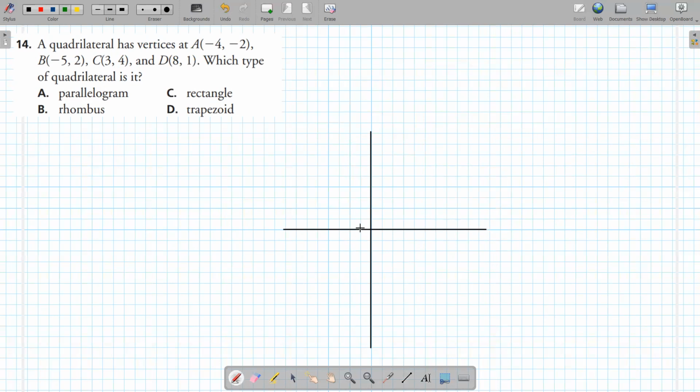So the first point is negative 4, negative 2. 1, 2, 3, 4, 1, 2. So that's my point A. B is negative 5 and 2, so negative 5 and 2 is up there. C is 3 and 4. 3, 1, 2, 3, 4. So it only takes like 30 seconds to graph it. D is 8 and 1. So 1, 2, 3, 4, 5, 6, 7, 8, and 1. So that is our point D, okay?